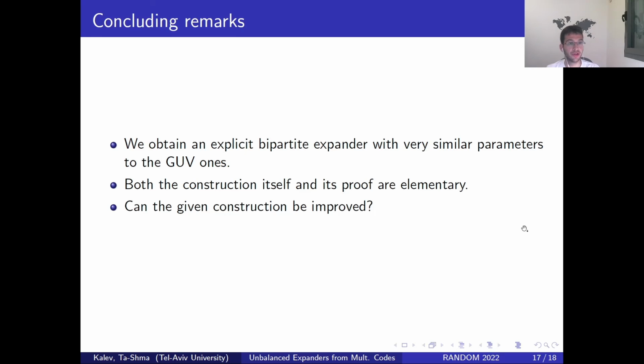So let's conclude the talk. We obtain an explicit bipartite expander with very similar parameters to the GUV ones, and due to the connection between bipartite expanders and lossless condensers, we also get lossless condensers with very similar parameters to the GUV one. Secondly, both the construction and the proof are very elementary.